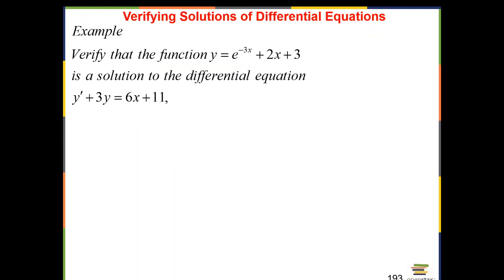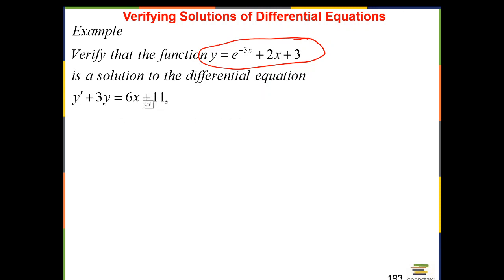All right, so verify that the function is a solution to this differential equation. Now, this we can do. That means we are given the solution. We just want to check to see if this is a solution for this equation. Now remember, for differential equations, the solutions are not numbers but are functions, right?